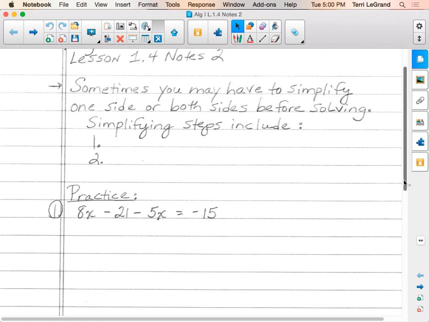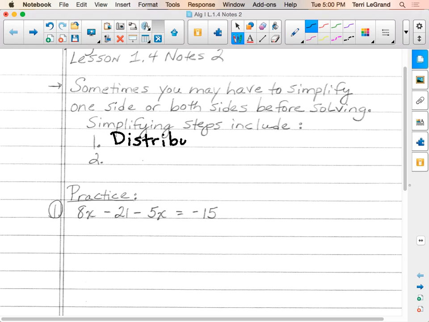Sometimes you may have to simplify one side or both sides before solving. So what are the simplifying steps? We may have to do some distributive property. In other words, we might have some parentheses in which we cannot combine the terms that are in the parentheses. So we have to do the multiplication over those things, which helps us get rid of the parentheses.